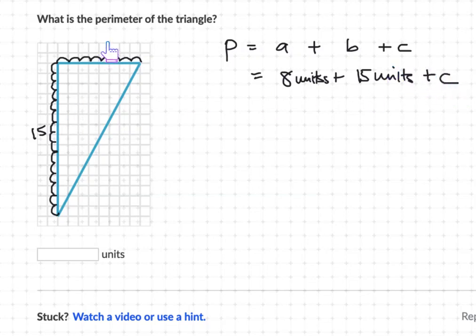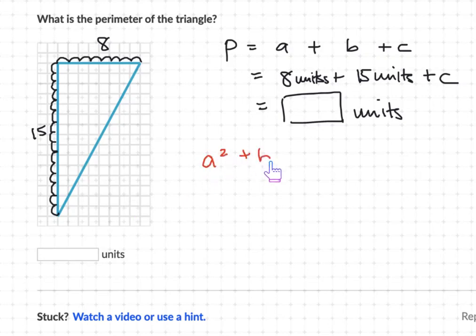And I'm not sure what c is, and that's because this is slanted, so they're not full units. I can't count them. So I don't know what that answer is yet. I do need to figure out c. So I'm going to use my Pythagorean theorem to figure that out. a squared plus b squared equals c squared.